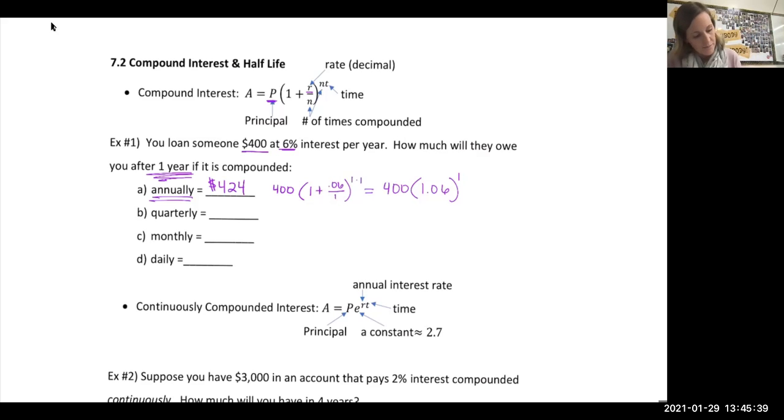Okay, so quarterly then. If it's quarterly, we're going to go 400, right? That's our P, times 1 plus 0.06, but quarterly means 4 times a year. Four quarters in a dollar. So this is going to be a 4, and then we're going to take that to the 4 times 1, because we're still talking 1 year, right? T is our time, 1 year. So if you plug that into your calculator, you will get, where's my calculator?